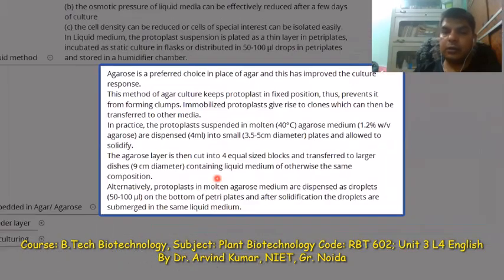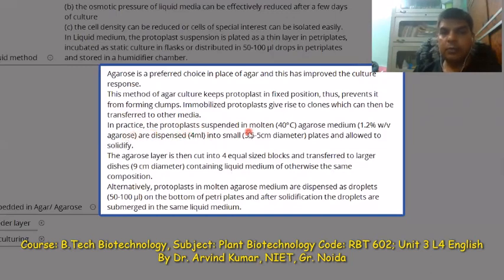Then embedded in agar and agarose. Let's see some of the important features of this method. The agar culture method keeps the protoplasts in a fixed position. Since we are embedding them in agar or agarose, they are in a fixed position, which prevents them from forming clumps. Immobilized protoplasts give rise to clones, which can further be transferred onto other media. Whatever embedded cells are there keep on dividing, and once they divide, they make clones of themselves. So we get cultures there which you can easily isolate from the embedded agar plate.